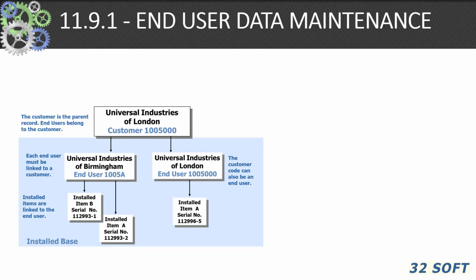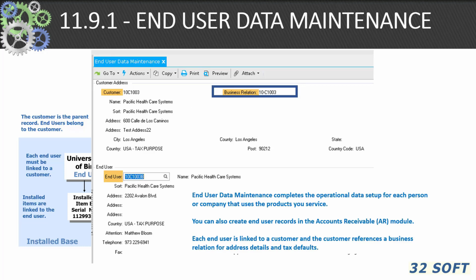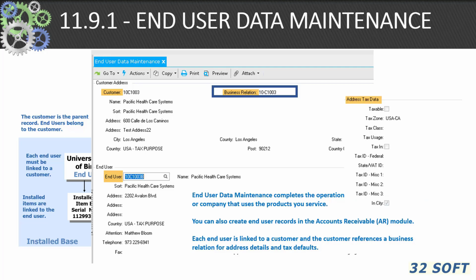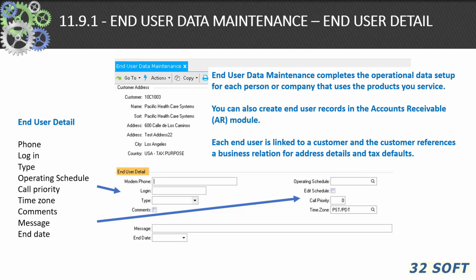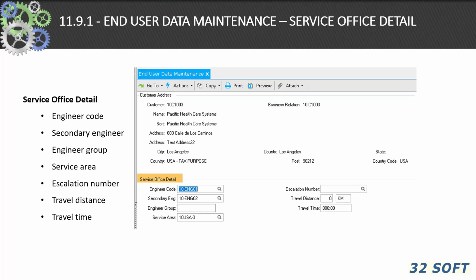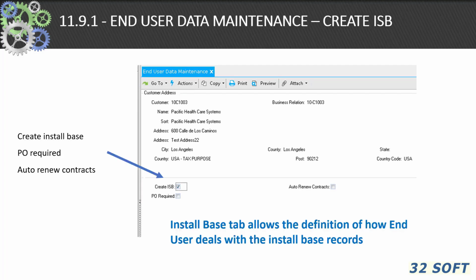In 11.1.9.1, end user, again, for any of us who use service and support, the end user is basically the person who has the information or the product out in the field. You can define the end user based on the business relationship, define the address information for that end user, tax information. You can set end user detail, such as types of end users, operating schedules, time zones, call priorities, etc. The service office detail lets you define engineers, secondary and primary, engineering groups, escalation numbers, time and distance for travel.